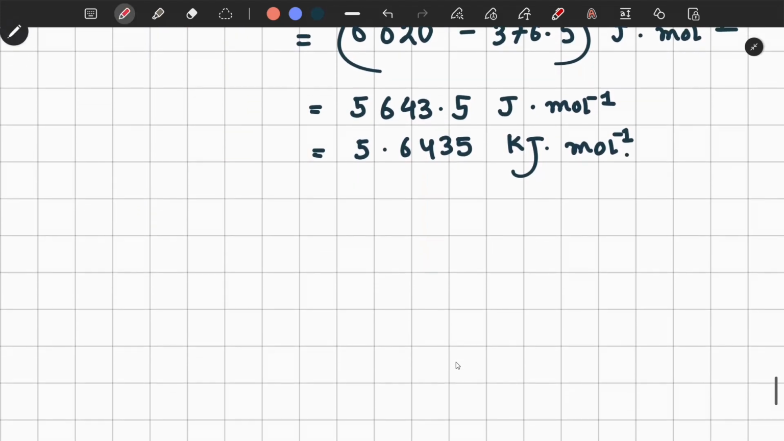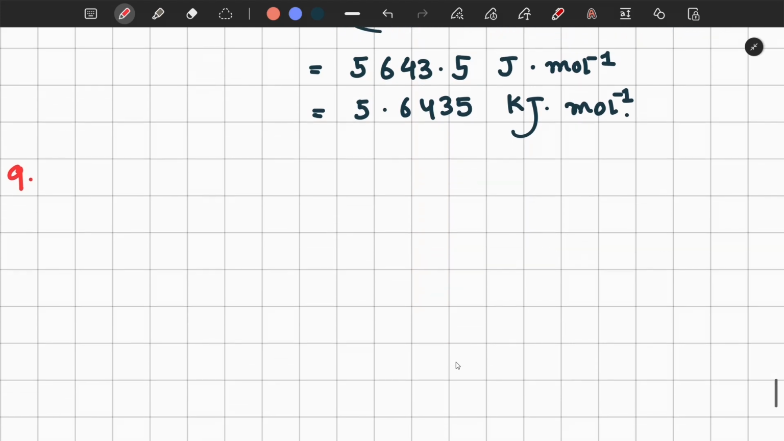Question number 9. Okay, this is heat of vaporization. But this kind of question we have done, so let me find some different one. Yes, okay, this is a long question.